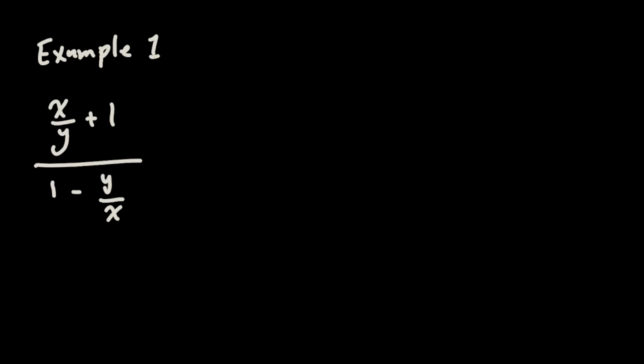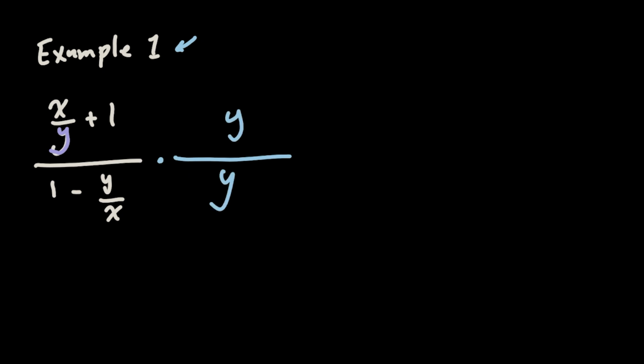Let's see an example. Example number 1 says we have this compound fraction and we want to simplify it. As you can notice, we have y here, so we want to remove it. So we'll just multiply both the numerator and the denominator by y.